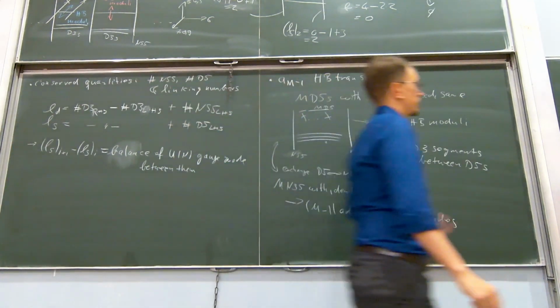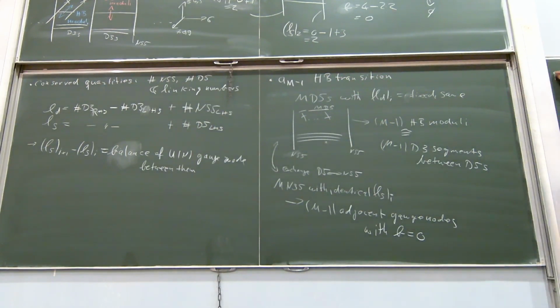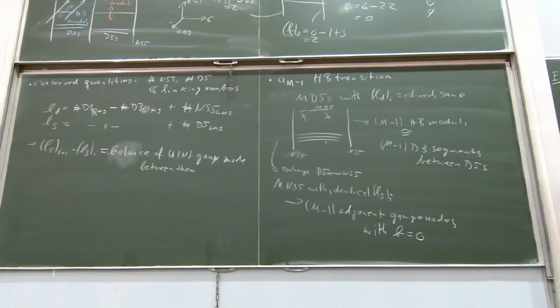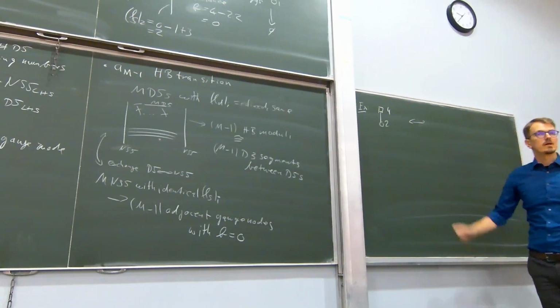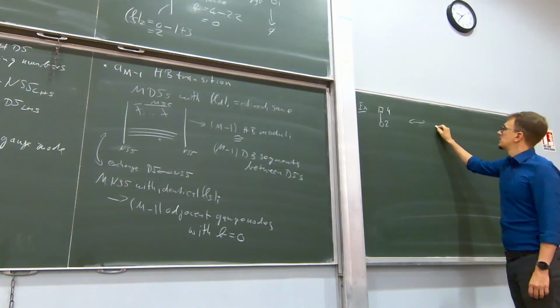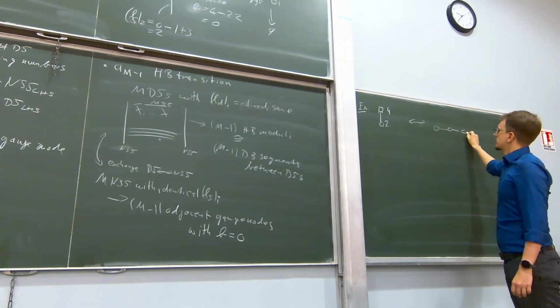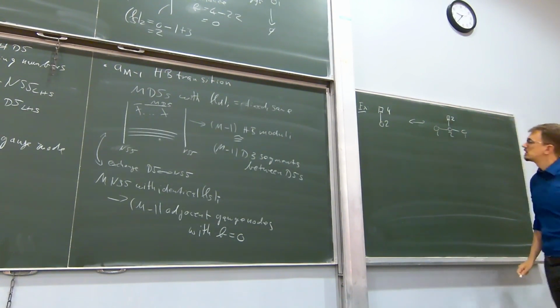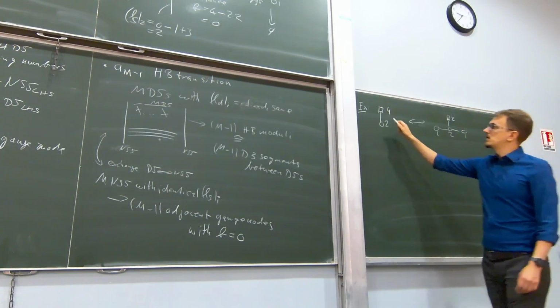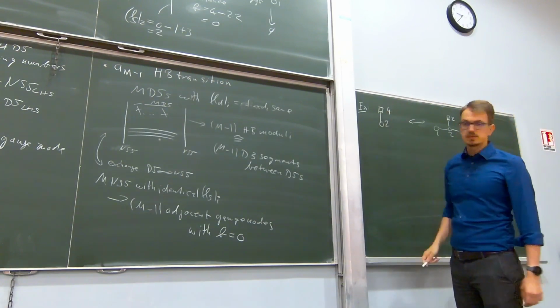So maybe let's do an example for this. Let's do the same example. What would be the magnetic quiver for this? Let me do this correctly. It should be 1, 2, 1, 2 here. And now I do the Higgsing here.